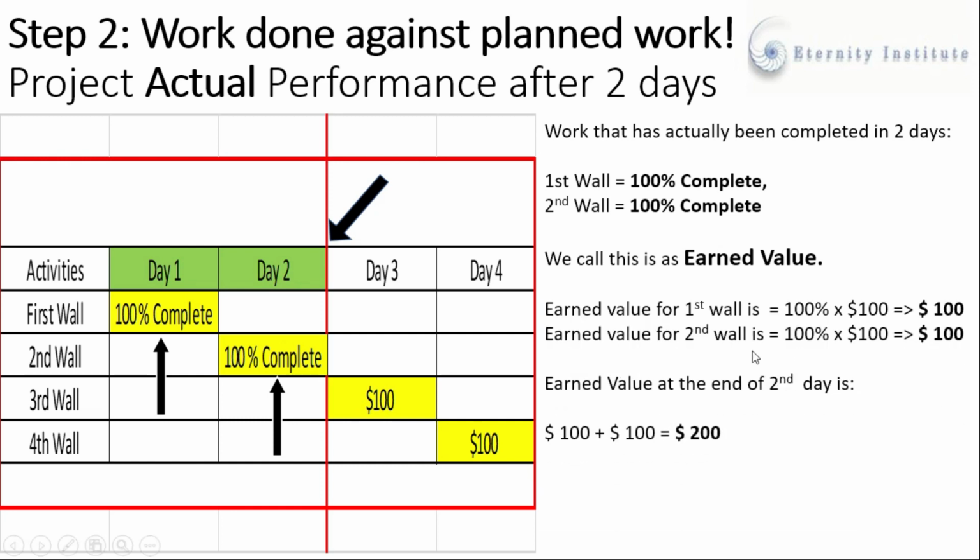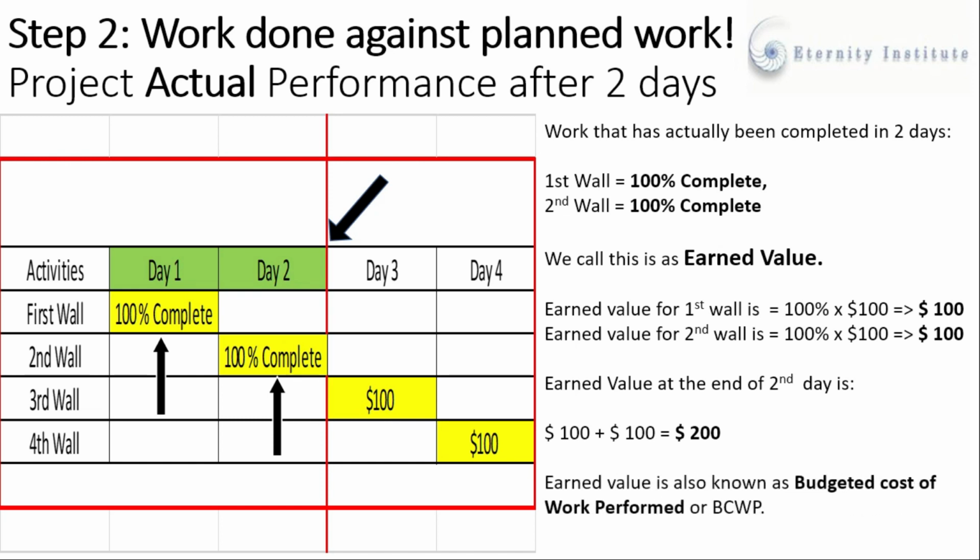We will calculate the earned value for the first wall. That will be percentage complete multiplied by the approved budget. So our first wall is 100% complete, multiplied by the approved project budget, which is $100, and we will get $100. Similarly, for the second wall we will get $100, and by adding these two, the complete earned value of the project after the second day will be $200. We also call this earned value as budgeted cost of work performed.